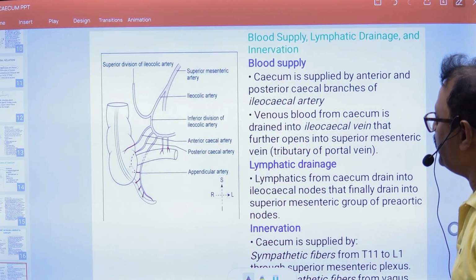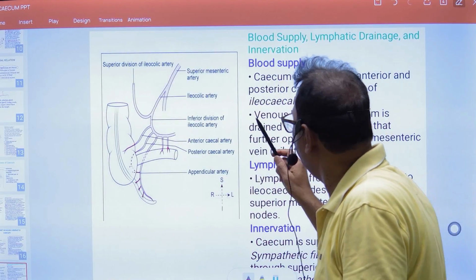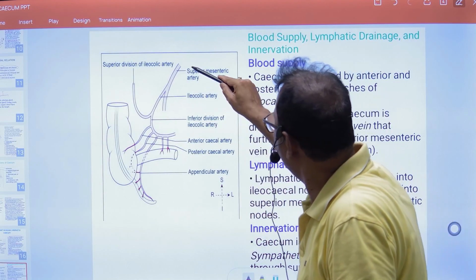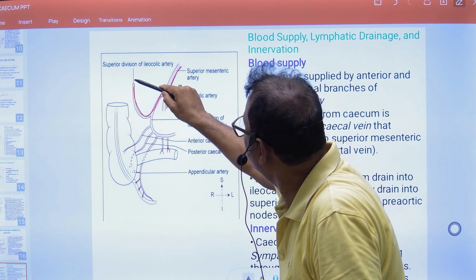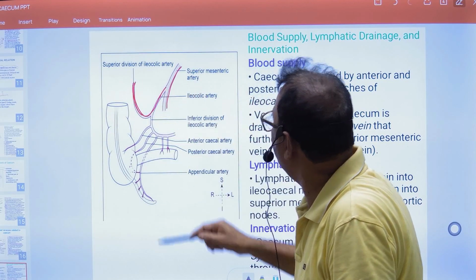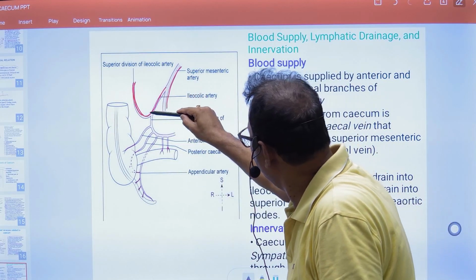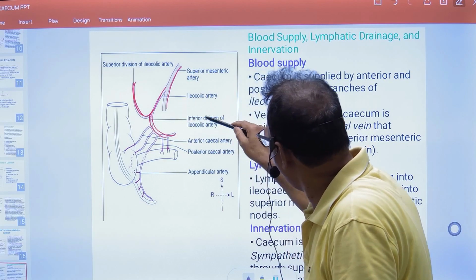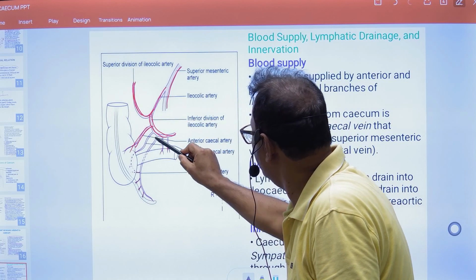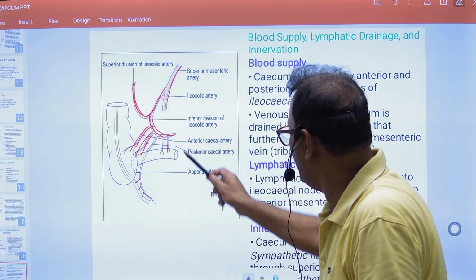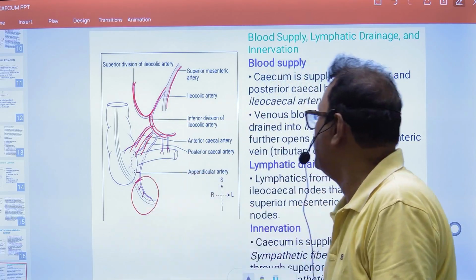Now coming to the blood supply. The blood supply of the cecum comes from the superior mesenteric artery, which divides into the superior division of the ileocolic artery and the inferior division of the ileocolic artery. The ileocolic artery again divides into the anterior division and the posterior division. One is the appendicular artery, which we will get to later on.